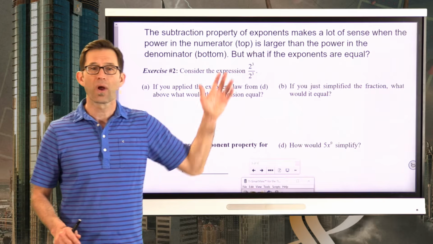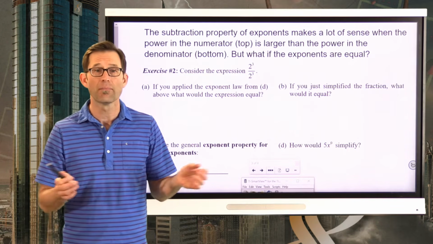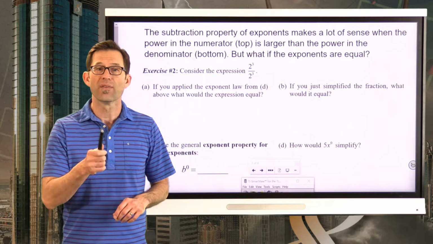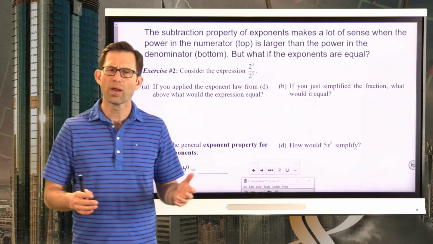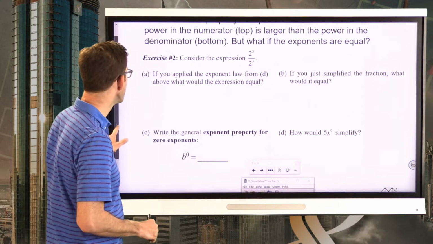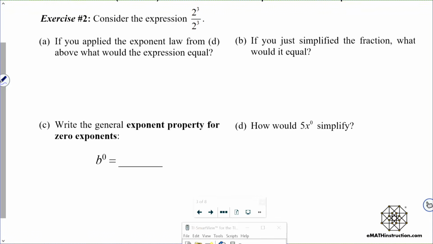All right, now the subtraction property of exponents makes a lot of sense when the power in the numerator, in the top, is larger than in the denominator. But what if the exponents were equal? So let's take a look at that in exercise number 2. Consider the expression 2 to the 3rd divided by 2 to the 3rd. Letter A. If you applied the exponent law from D above, the one that we came up with in general, what would this expression equal?